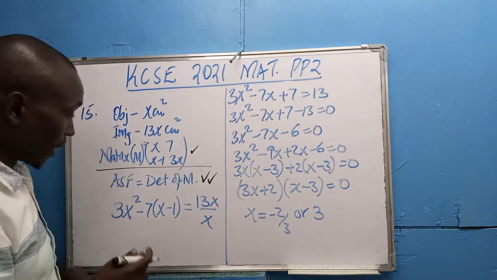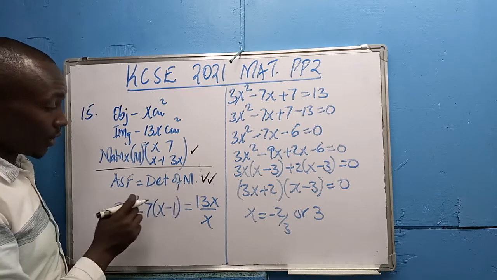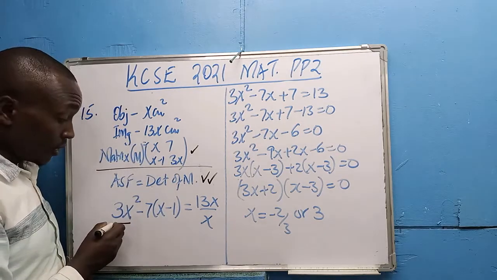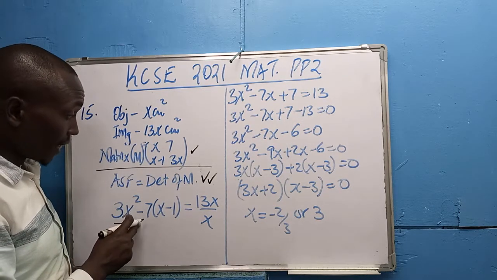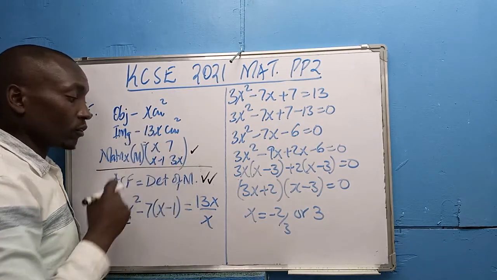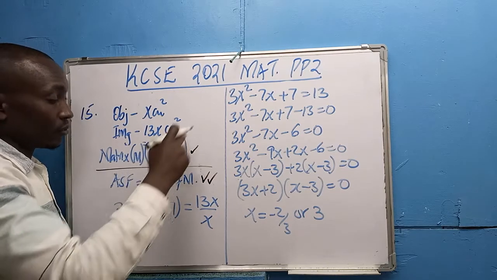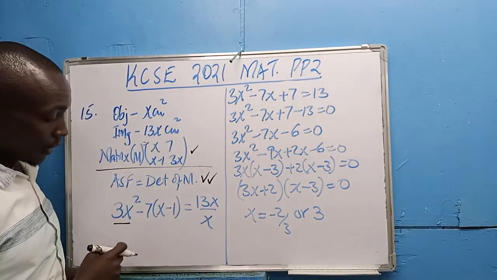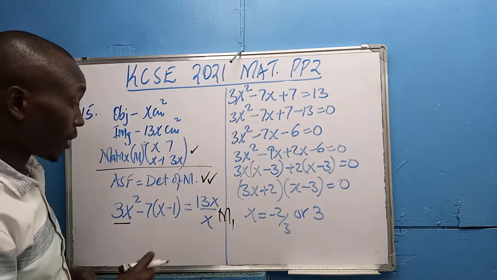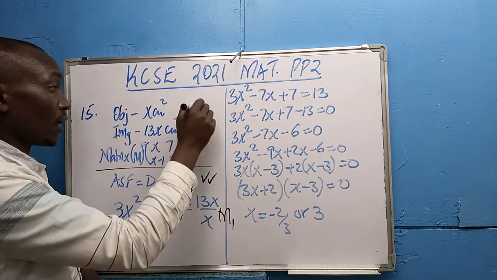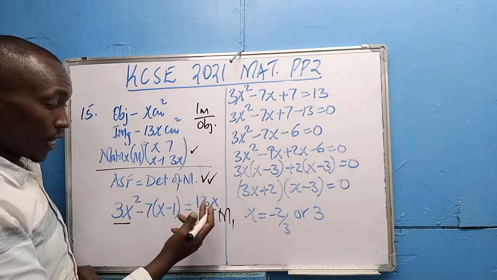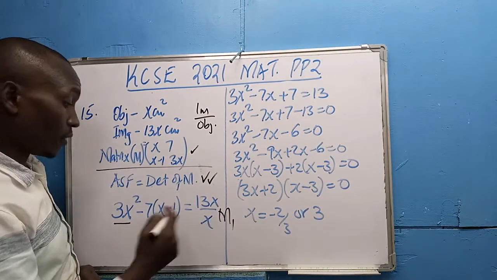That is all I've done. The determinant of the matrix of transformation is 3x times x, you get 3x squared, minus 7 times x minus 1. Product of the elements in the principal diagonal, subtract the product of the elements in the other diagonal. And that's where the student scores the first mark. The area scale factor, remember, is the area of the image over area of the object. Area of the image, then area of the object.